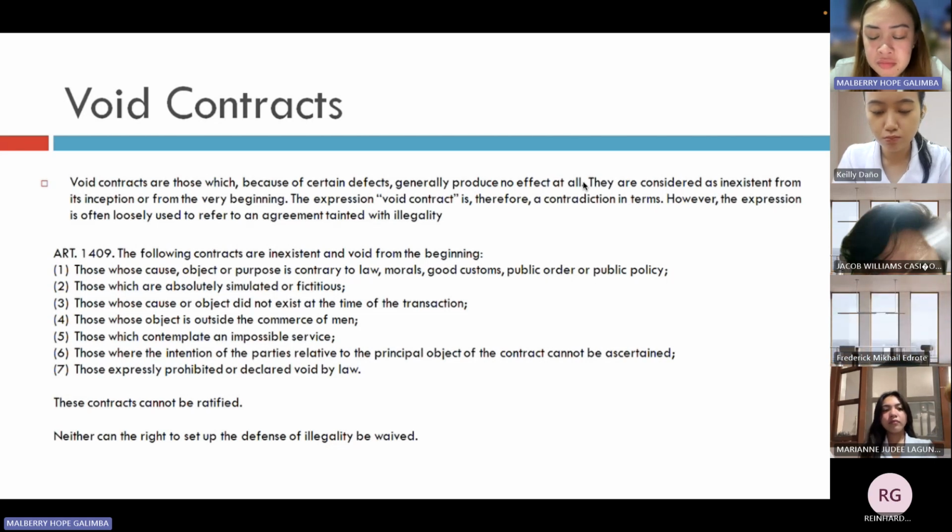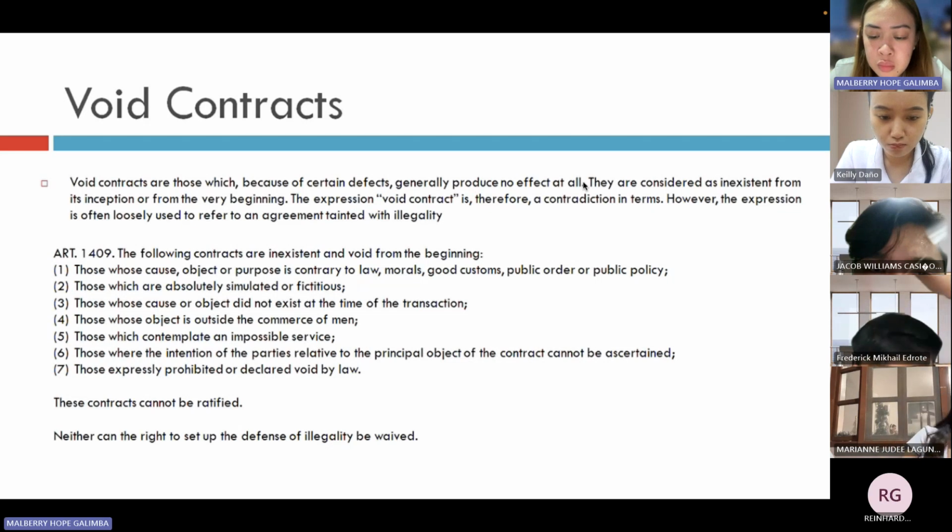Now, Article 1409 enumerates contracts that are considered inexistent and void from the beginning. Number 1, those whose cause, object, or purpose is contrary to law, morals, good customs, public order, or public policy. If it is illegal cause, illegal object, illegal purpose, then it is considered a void contract.